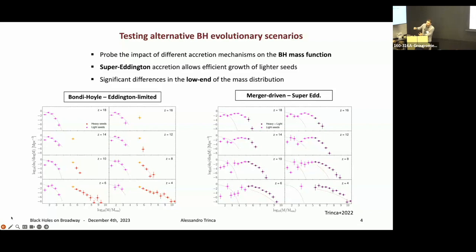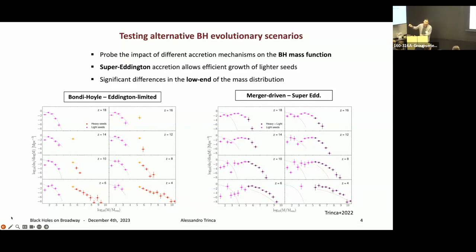While if we enable the nuclear black hole to grow, even for a very small period of time, of the order of one or a few million years, at super-Eddington rates during major galaxy mergers, you can see how this gap between the two populations is actually bridged, and light seeds are able to contribute significantly to the building up of the high mass end of the distribution.